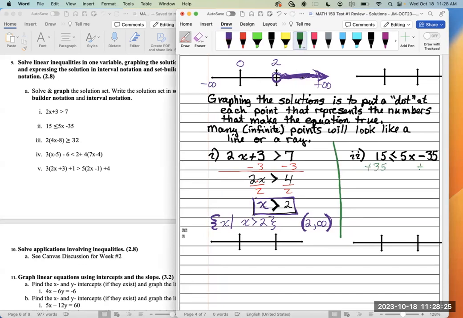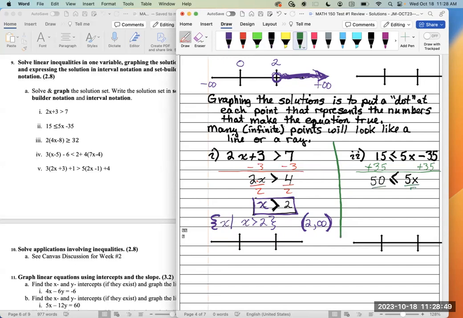I'm adding or subtracting. So if this were a teeter-totter out on the playground, it would not change if I added 5 pounds or 35 pounds to each side. So I copy the inequality, simplify the right side. 15 plus 35 is 50.